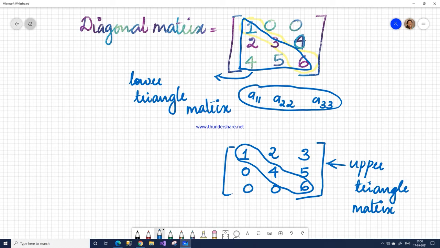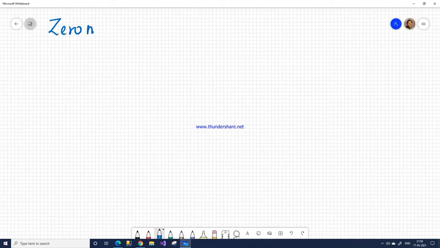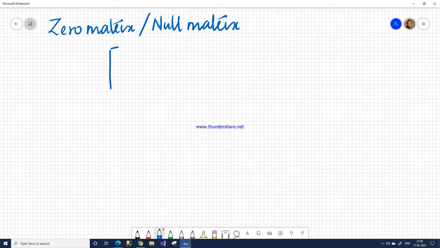Now let's see what a null matrix or a zero matrix is. A matrix whose elements are all zeros is called a zero matrix. So this is a zero matrix of order 2 and this is a zero matrix of order 3.